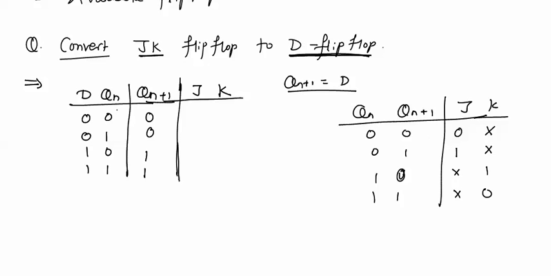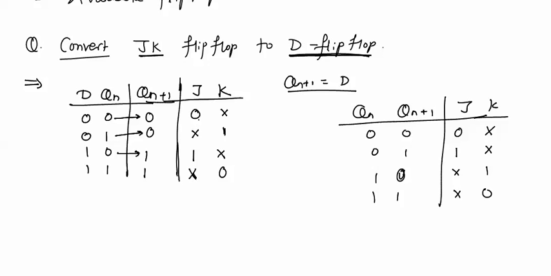This will be applied here. If previous output is 0, next output is 0, J and K should be 0 cross. If previous output is 1, next output is 0, J and K input should be cross 1. If previous output is 0, next output is 1, J and K input should be 1 cross. And for 1 1, it is cross 0. So this is the excitation table for the available JK flip-flop.